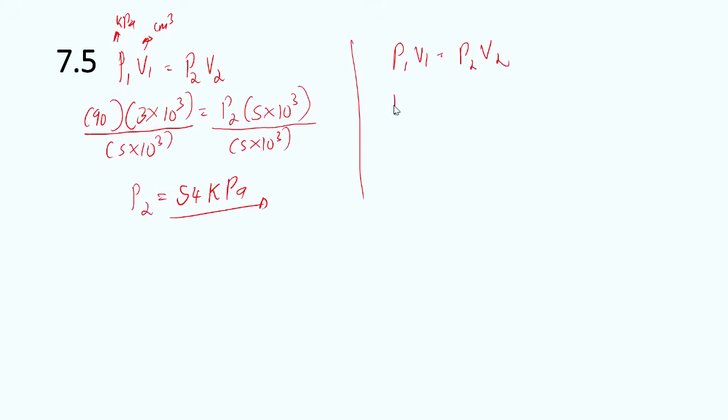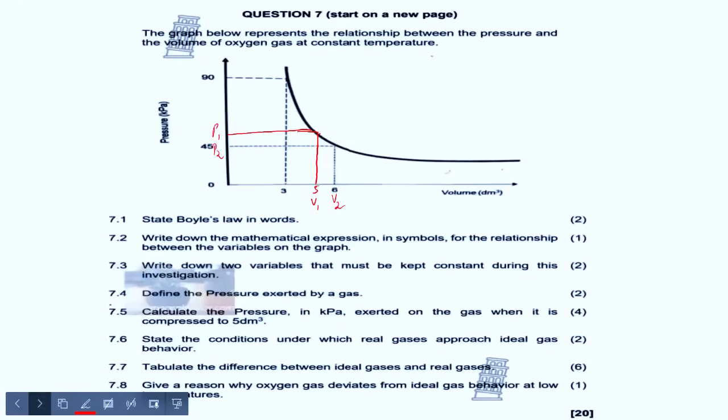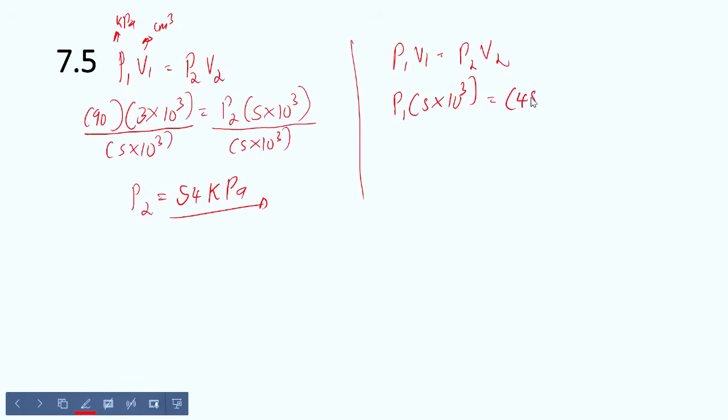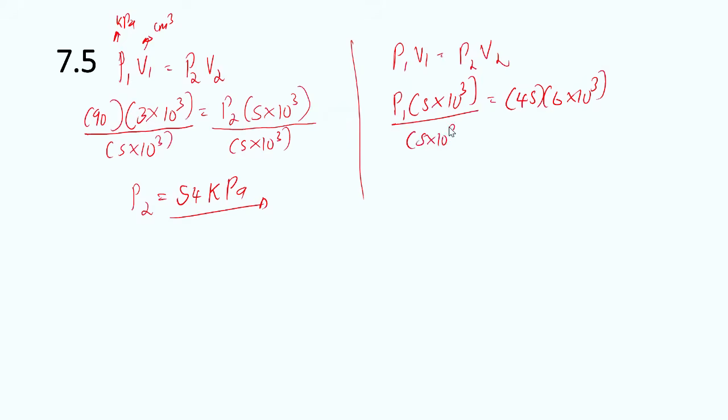So the P1 in this case is what we don't have, but we have the volume 5 times 10 to the exponent of 3 equals P2, which in this case is 45, and then here we have 6 times 10 to the exponent of 3, right? And at this point, again, divide both sides by 5 times 10 to the exponent of 3. When you do this one, your pressure will still be 54 kilopascals. So either way, you're still going to have the same value.